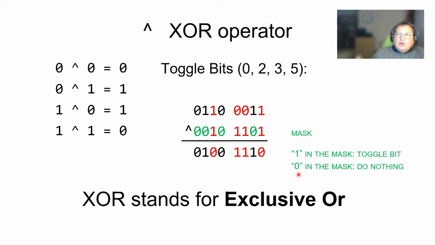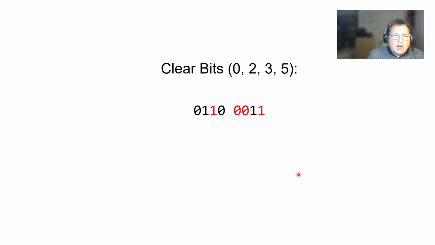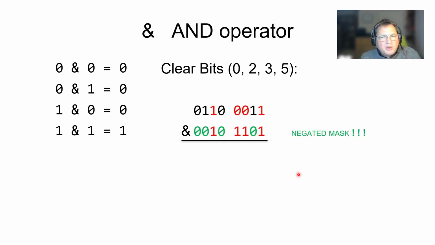We have done a toggle, a set, a test. We are clearly missing the clear bits operation. So what to do in order to store a 0 into selected bit positions? For this purpose, we'll once again use the AND bitwise operator, but very importantly, with a specially modified mask, with a negated mask. A negated mask is a mask in which we replace all zeros with ones and all ones with zeros. So instead of this mask, we'll get this negated mask.